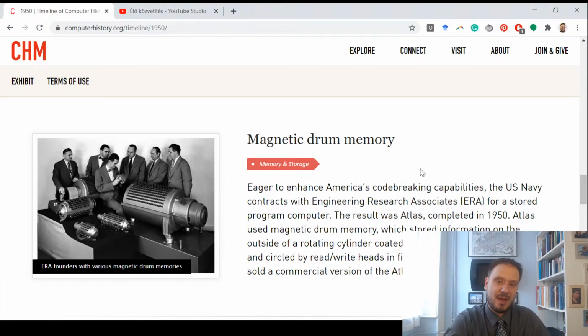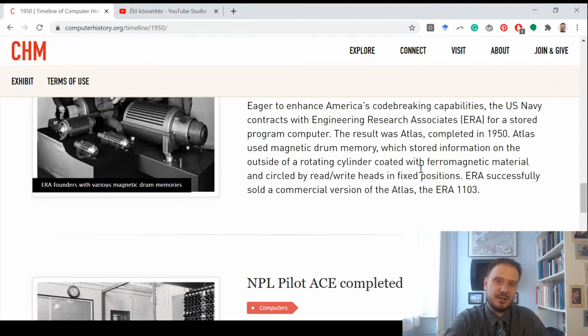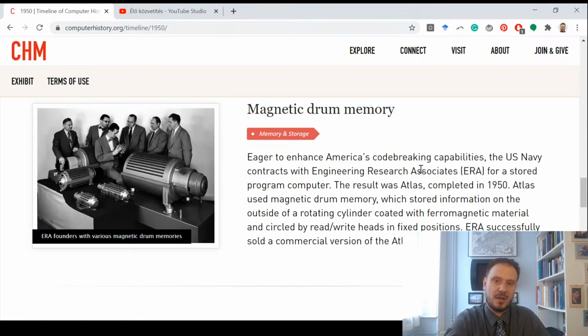Again, about memory, magnetic drum memory, as you can see. It helped store programs in a computer. It stored information on the outside of a rotating cylinder coated with ferromagnetic material, so iron, circled by read-write heads in fixed positions.